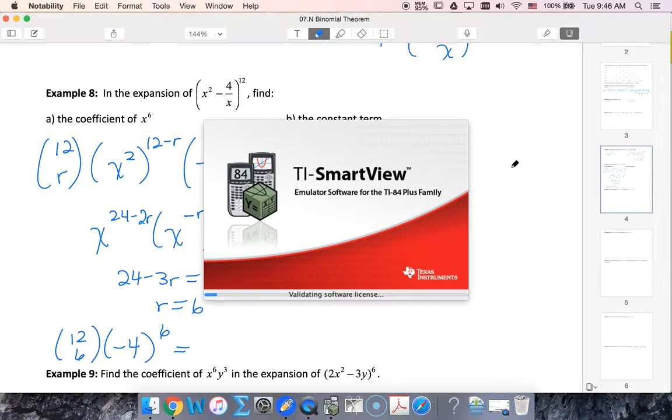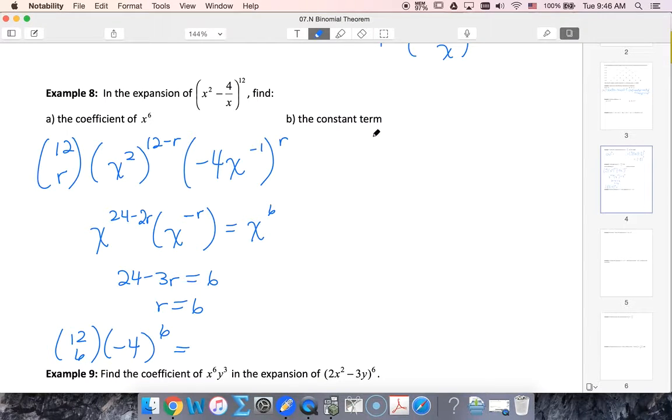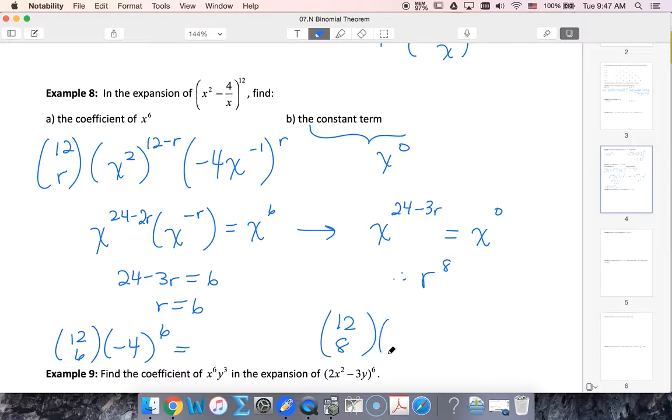Meanwhile, while we're waiting for that to open, when we think about the constant term, now I want the power of x to be 0. So constant term is x to the 0. So I'm going to say that my x to the 24 minus 3r has to be equal to x to the 0. Therefore, in this situation, r is going to be 8. And I'll have the same thing: 12 choose 8 times -4 to the 8th power.